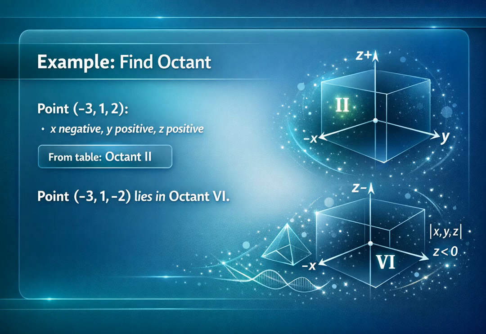Find the octant for point (-3, 1, 2). The x-coordinate is negative, y is positive, and z is positive. Looking at the sign table, negative, positive, positive corresponds to octant 2. For point (-3, 1, -2), the signs are negative, positive, negative, which corresponds to octant 6. The signs determine the octant.